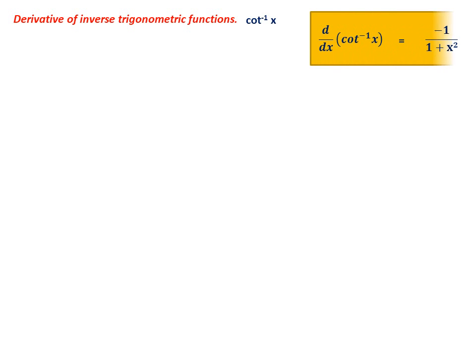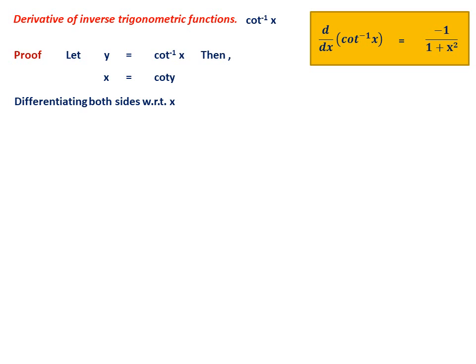Next, the derivative of inverse trigonometric function cot inverse x. So formula is, it is minus 1 by 1 plus x square. You can see the relation. Of course later I will conclude and show you how to remember these 6 formulas. Let us prove first. Let y equal to cot inverse x, then x equal to cot y.